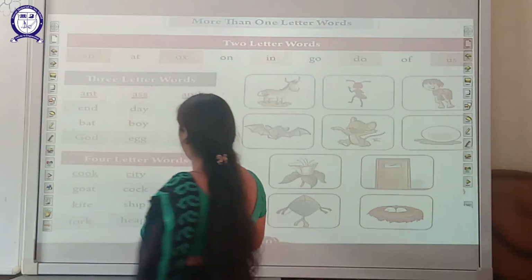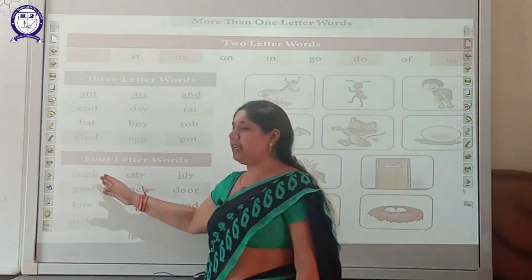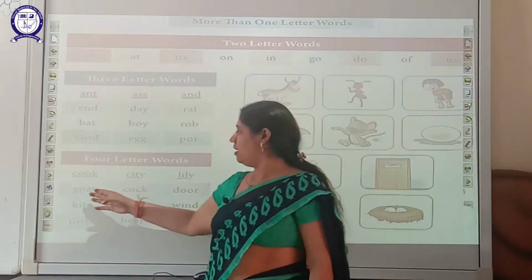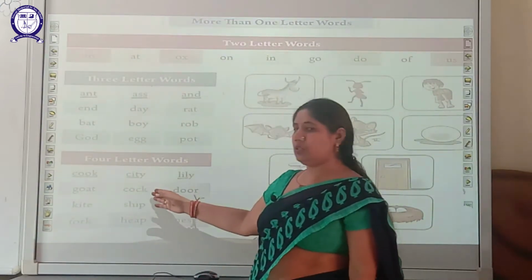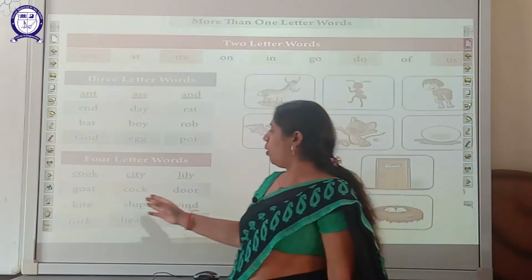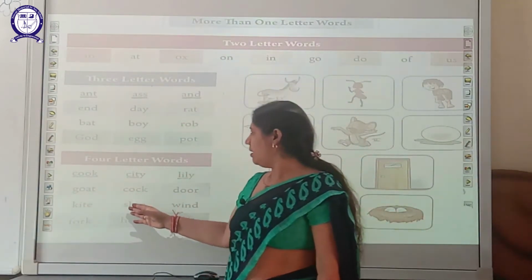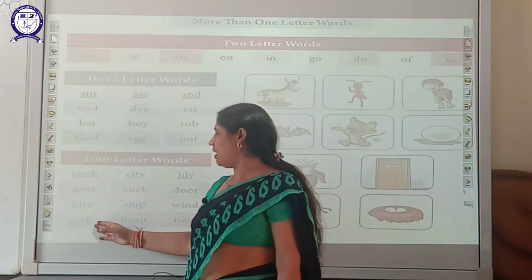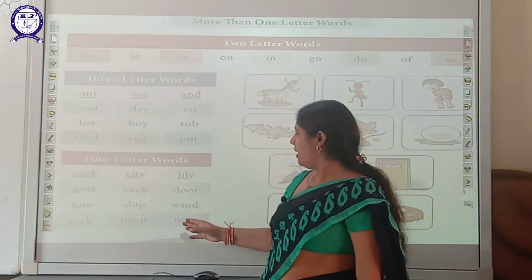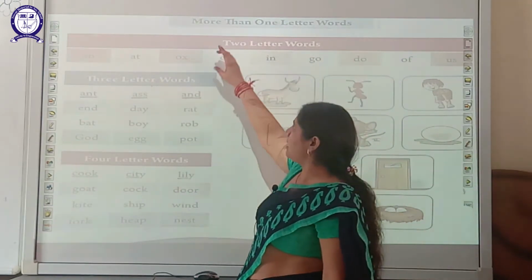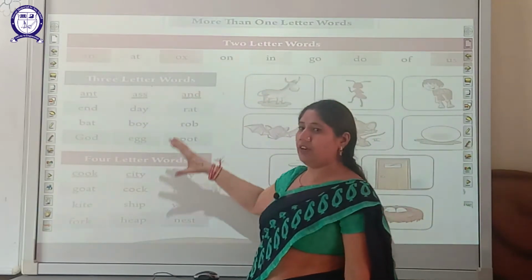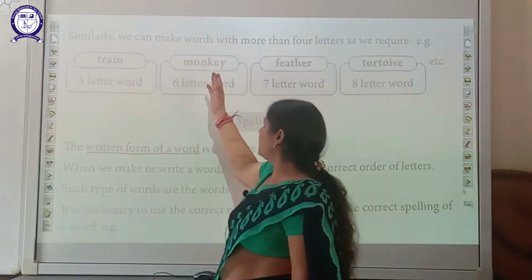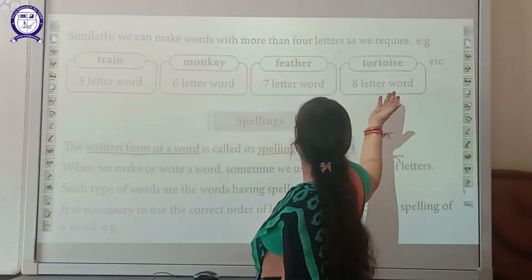Here are some examples of four-letter words: COOK, cook; CITY, city; LILY, lily; GOAT, goat; COCK, cock; DOOR, door; KITE, kite; SHIP, ship; WIND, wind; FORK, fork; HEAP, heap; NEST, nest. So these are examples of two-letter, three-letter and four-letter words. In the next slide we will read five-letter, six-letter, seven-letter and eight-letter words.